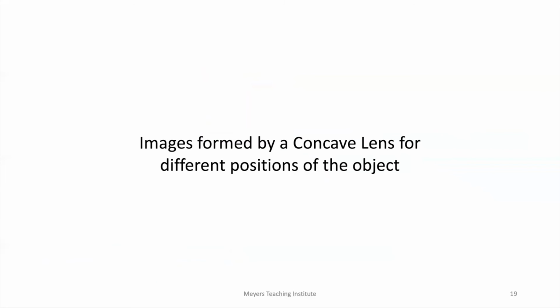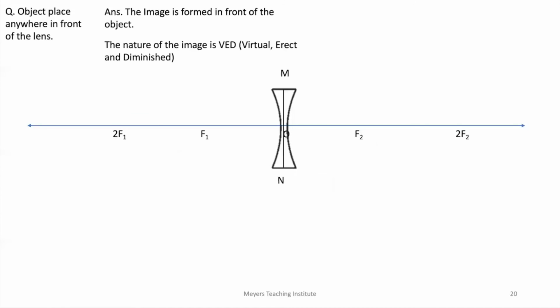Which means the object and image will be on the same side. The image is going to be smaller and the image will be erect. So let's have a look at how it is. I have my object placed somewhere in front of the lens.